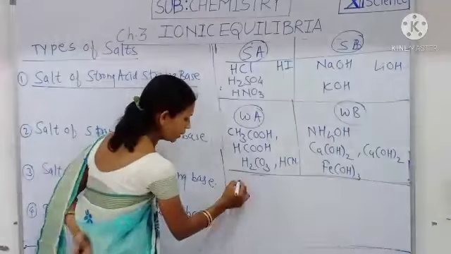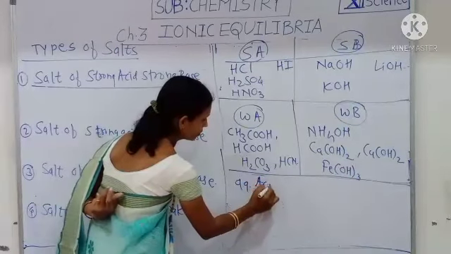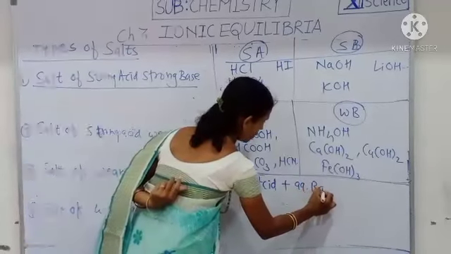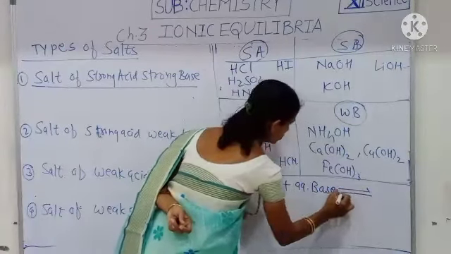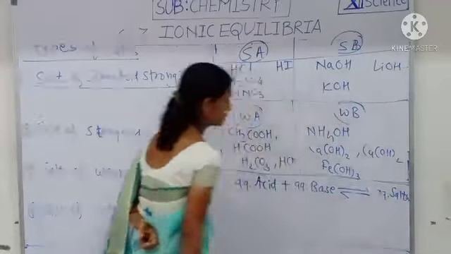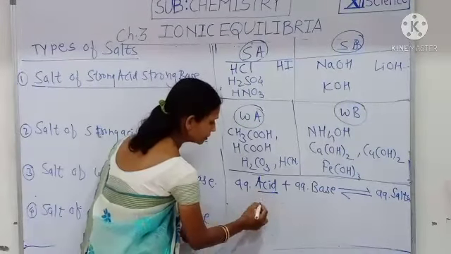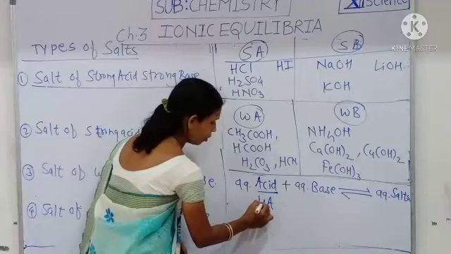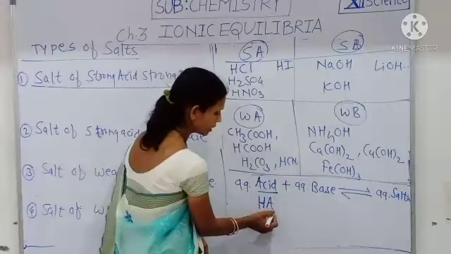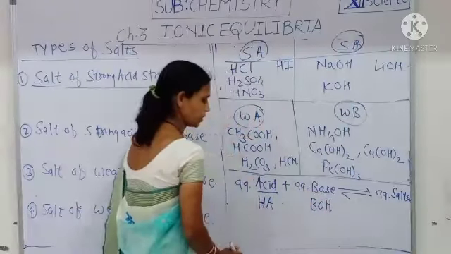Then see here, when aqueous solution of acid combines with aqueous solution of base, then it gives aqueous solution of salts. Then in aqueous medium, the acid, that is HA, all of you have studied about that, the general formula of acid is HA and the general formula of base is BOH.